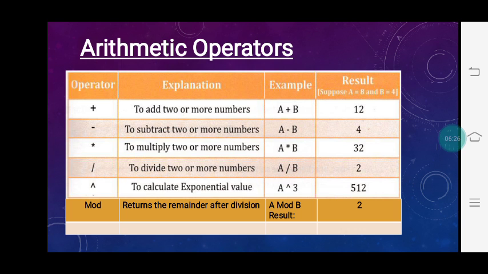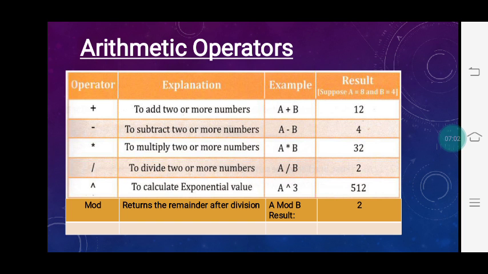First operator is plus. To add two or more numbers, we use the plus operator. For example, a plus b. Here the value of a is 8 and b is 4. So a plus b, 8 plus 4 is equal to 12. Subtract means minus. To subtract two or more numbers, we use the minus sign. A minus b means 8 minus 4. Result is 4.